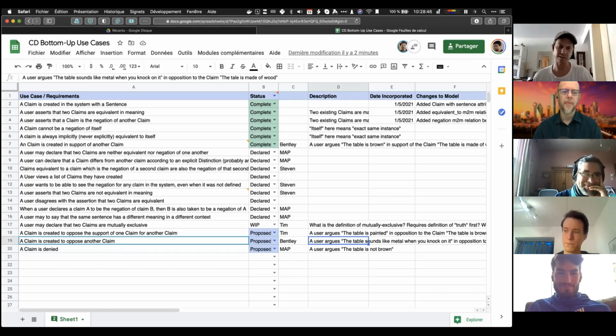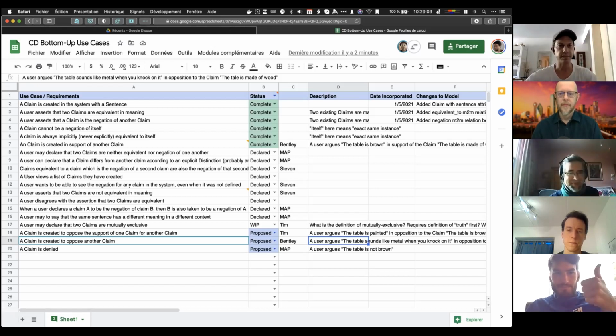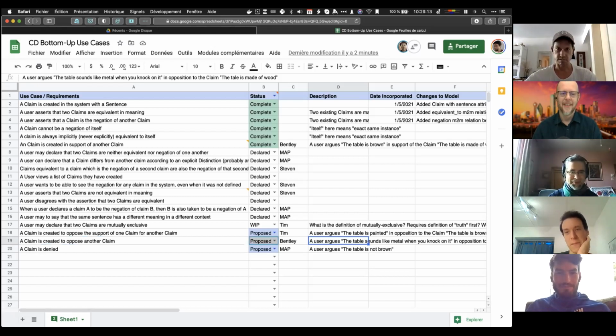So we have 3 proposed items. Do we want to just vote? A claim is created to oppose another claim is the simplest of the 3. I agree. Perhaps simplest and least controversial. Should we go for that then? Sure. Let's finish it off. All right. So 19 is now in progress. Put it out of its misery. The 4th many-to-many relationship on claim. All we need in the system is claims.